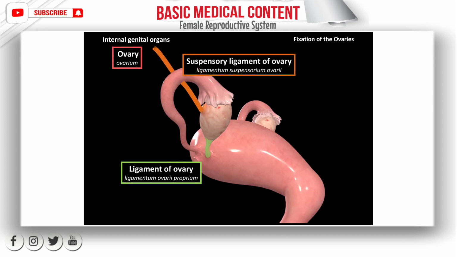Then we have the sustentacular ligament of the ovary. This ligament attaches the tubal extremity of the ovary to the lateral pelvic wall, so it helps to fixate the ovary in place. It also contains vessels and nerves going to the ovary. Then we have a peritoneal fold called the mesovarium.